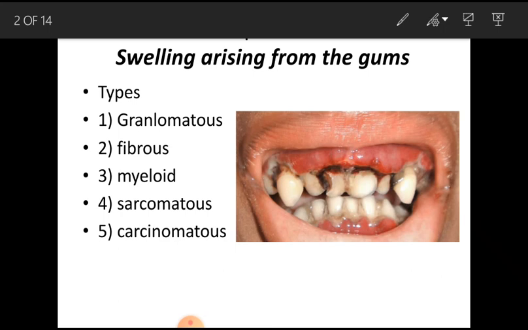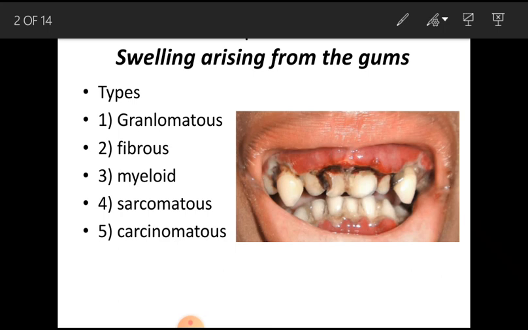Carcinomatous epulis, carcinoma. What's the difference between sarcoma and carcinoma? Sarcoma arises from the connective tissue, while carcinoma arises from the epithelium. So, carcinomatous epulis is the epithelioma of the mucous membrane of the gum. As we said in the last lecture, epithelioma is squamous cell carcinoma. The mucous membrane of the gum is lined by stratified squamous epithelium. What's the malignancy of the stratified squamous epithelium? Squamous cell carcinoma. So carcinomatous epulis is squamous cell carcinoma.